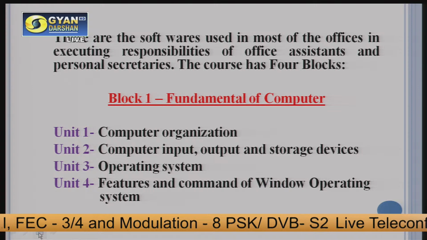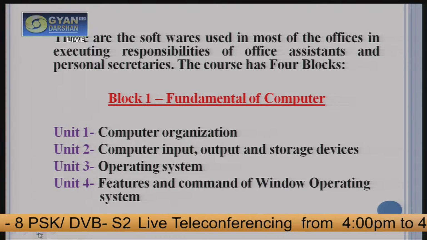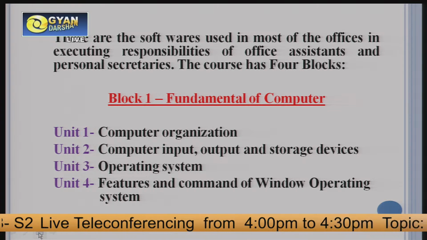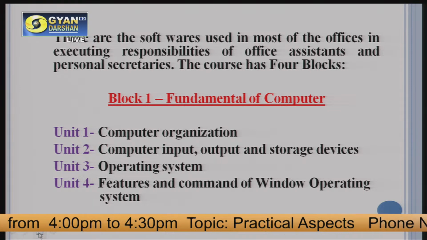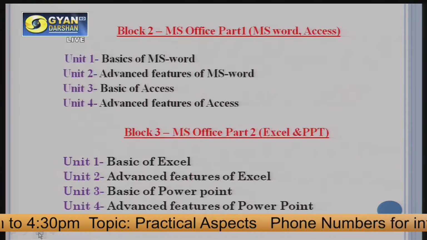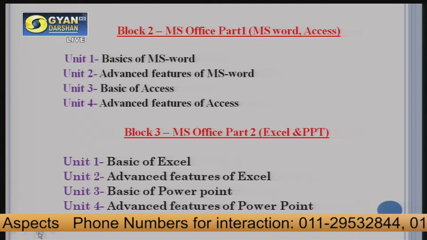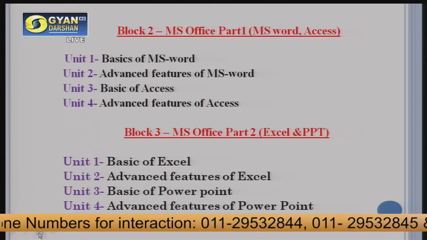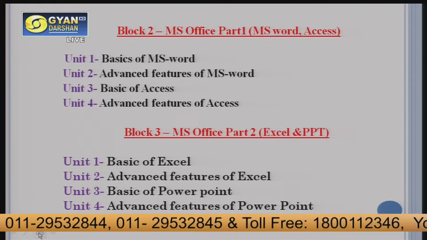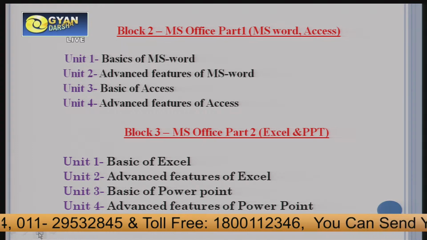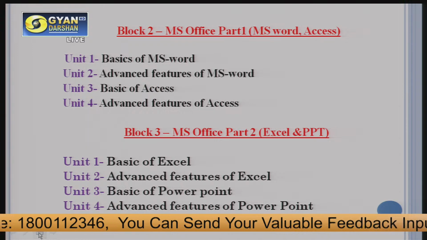Block 1 is fundamentals of computers, and here we have the following units. There is computer organization. There are computer input, output and storage devices. There is operating system. There are features and commands of the Windows operating system. Moving on to Block 2, it is on MS Office Part 1, which consists of MS Word and Access. So here we are going to give you the basic knowledge of MS Word, what are the advanced features of MS Word. We are going to discuss the basics of Access and advanced features of Access.